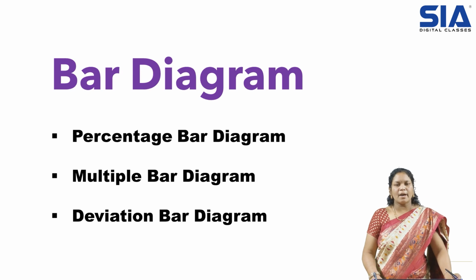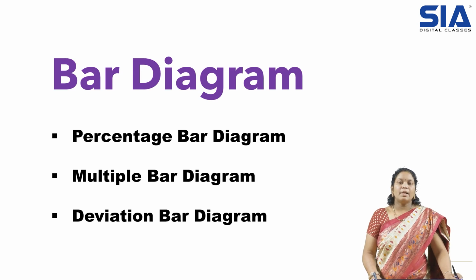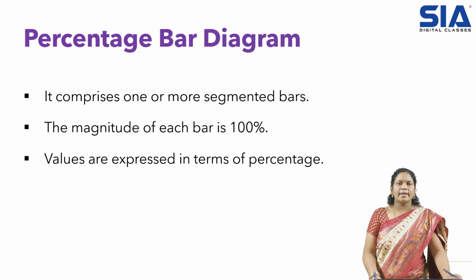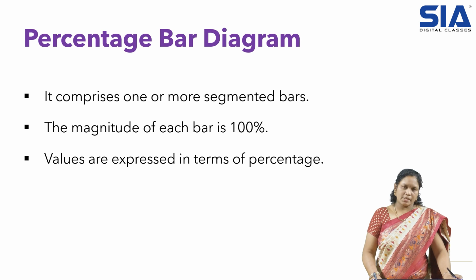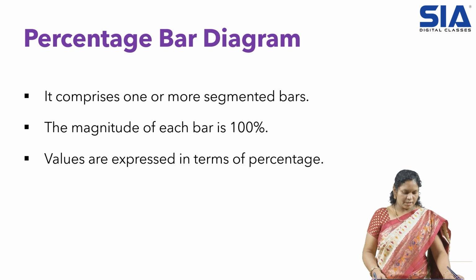Today's concept is bar diagram. In this, let us deal with three types of bar diagrams: the percentage bar diagram, the multiple bar diagram, and the deviation bar diagram. First, let us go with the percentage bar diagram. In a percentage bar diagram, we convert the data to percentages and express the overall percentages through a graph. So definitely we need to find out the percentages.